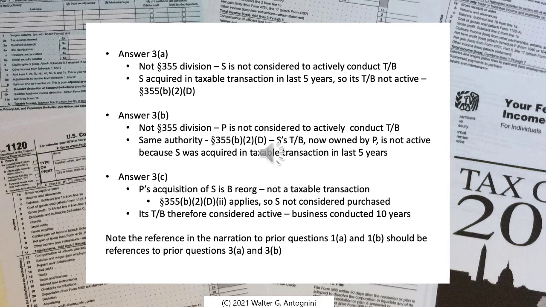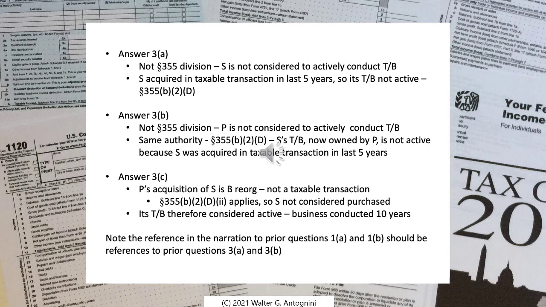In question 3A, A and B, two individuals, each own 50% of PCO. P owns 100% of S. P has been actively conducting its widget business for the last 7 years. S has actively conducted its COG business for the last 10 years. P acquired S 4 years ago for cash. P now distributes S. What result? Well, this will not qualify as a division. S is not considered to have conducted an active trade or business because control of S was acquired in a taxable transaction within the last 5 years.